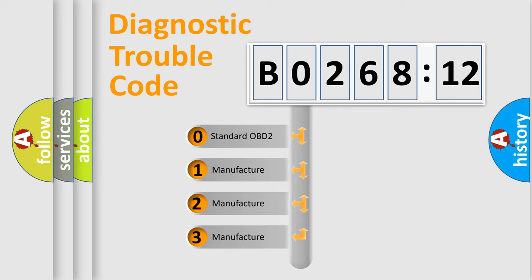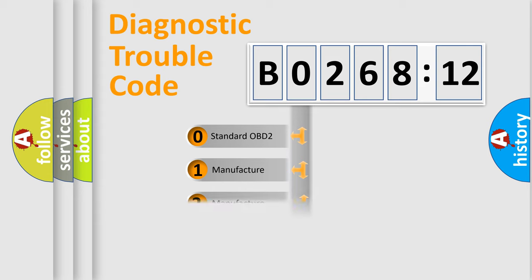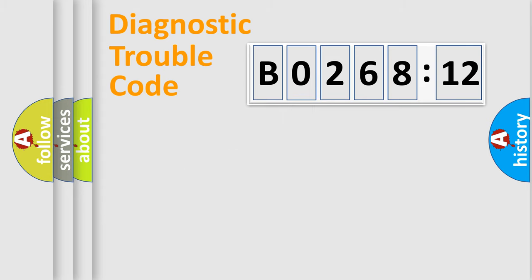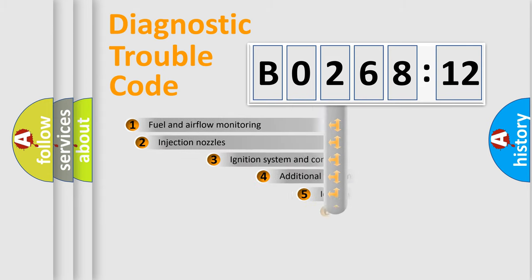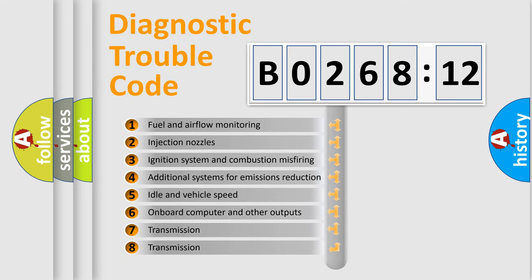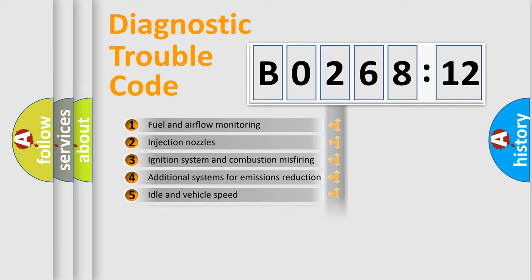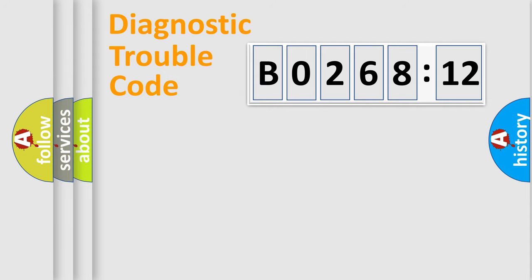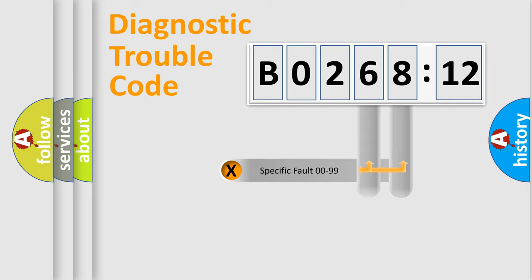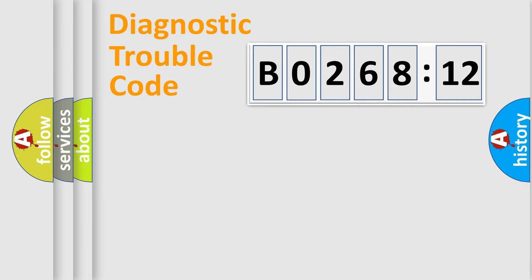If the second character is zero, it is a standardized error. In the case of the numbers 1, 2, 3, it is a more specific expression of a car-specific error. The third character specifies a subset of errors. The distribution shown is valid only for the standardized DTC code. Only the last two characters define the specific fault of the group.